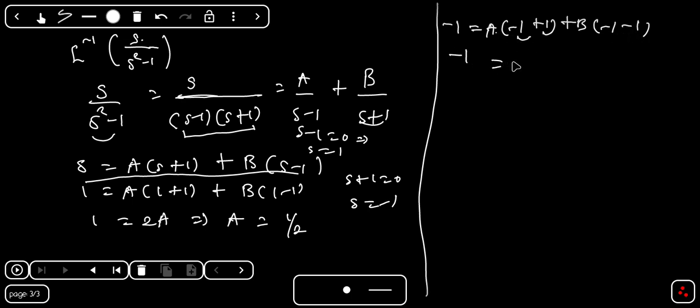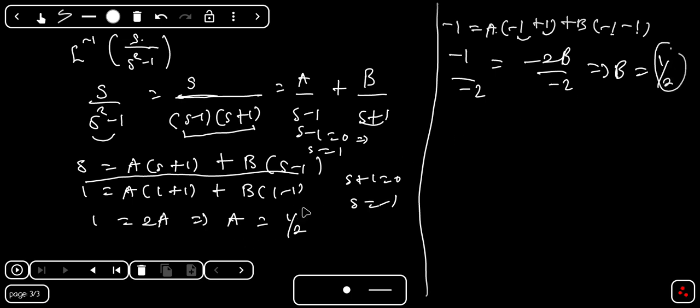Multiplied by a, that will be 0. And negative 1 minus 1 is going to give us negative 2. We have negative 2b. Then we divide both sides by negative 2 over negative 2. Then we have b is equal to 1 over 2. So b is 1 over 2 and a is 1 over 2.